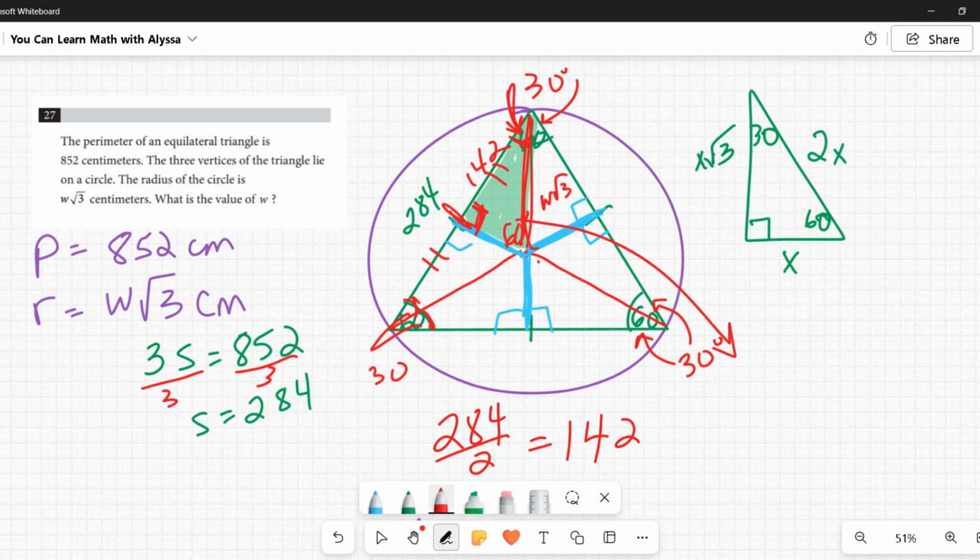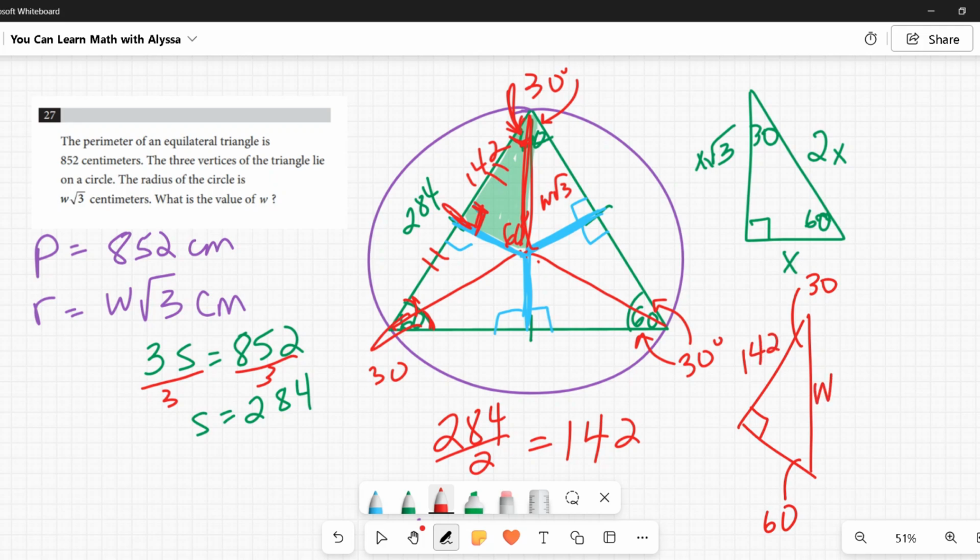So I'm going to bring this down over here. I'm going to keep it just like it is. So there's my 30 degree. There's my 60 degree. This side is 142. And this side is w square root of 3. Right, so does it fit this little thing? Yes, it does. How does it fit it, though? We have to be very careful. We don't want to just see this square root of 3 and think, oh, that's that side. It isn't. We have to go by where the side is relative to that right angle.